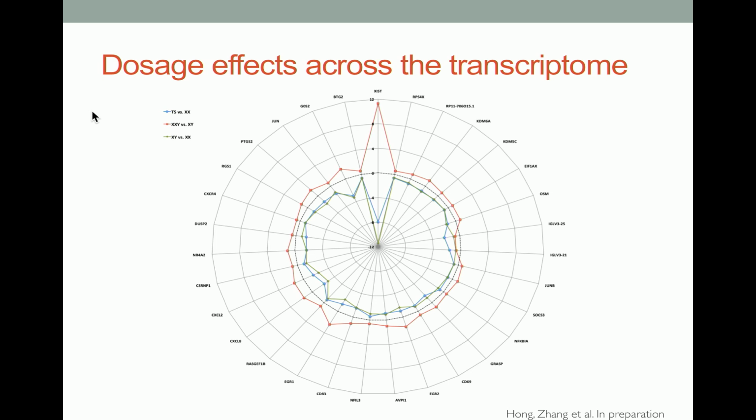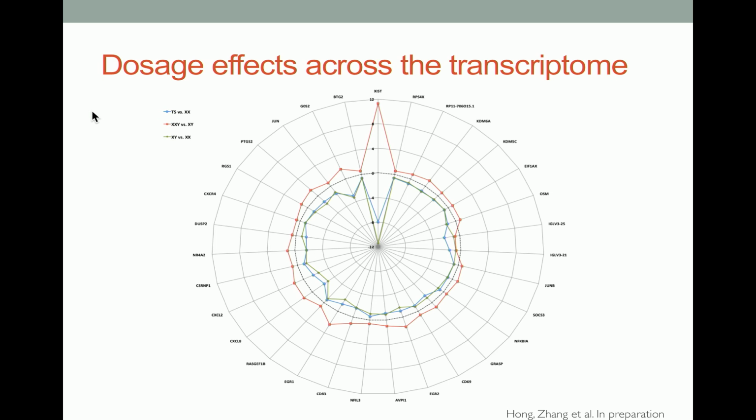And remarkably, we found exactly what we had anticipated, which is all of these occur in the direction that we had thought. So this red line is the difference between XXY and XY. The average fold change in the expression is much higher in the XXY compared to XY. And in those same genes, XO versus XX, it's happening in the opposite direction. Those same genes are underexpressed.